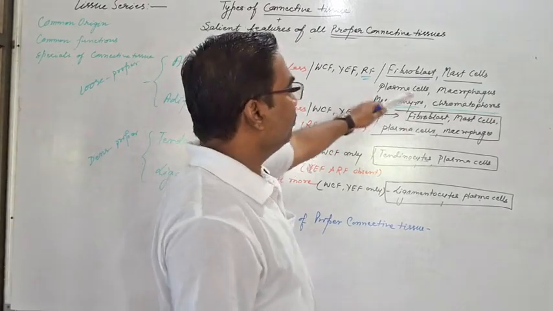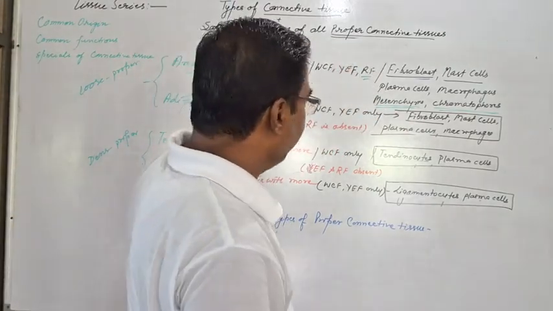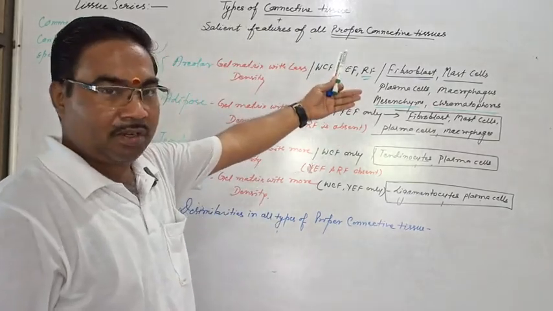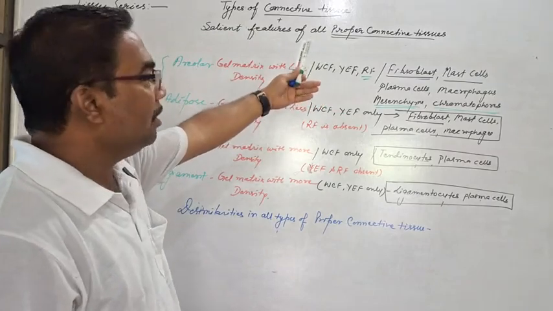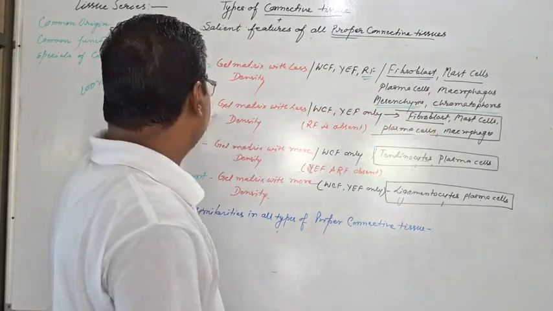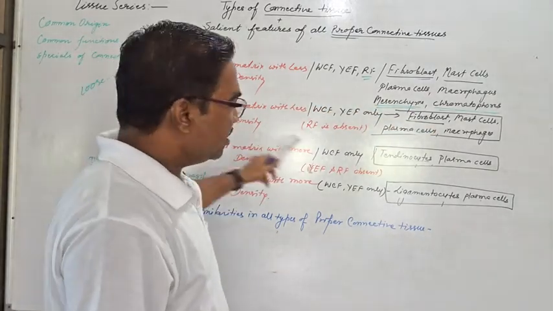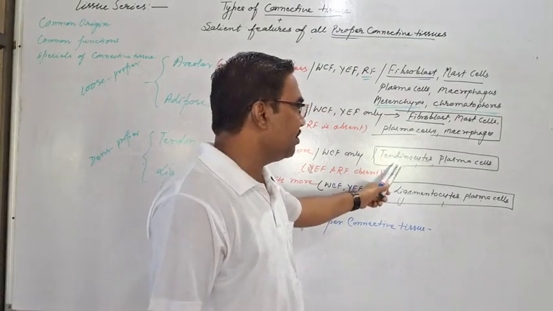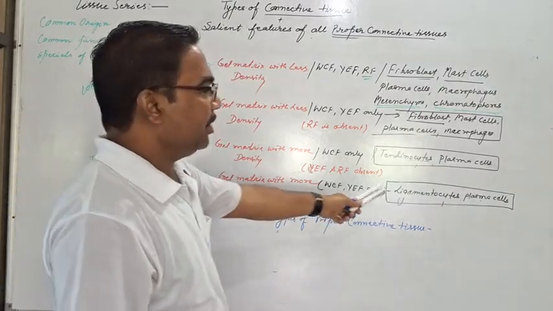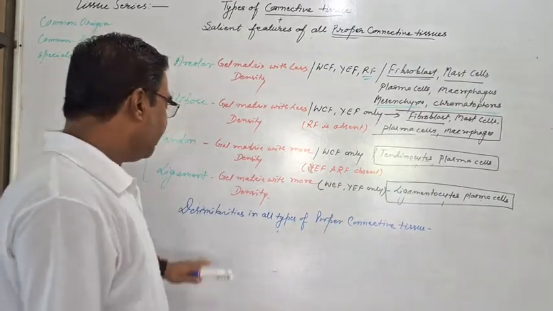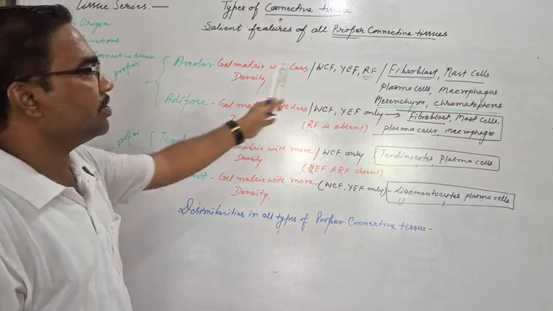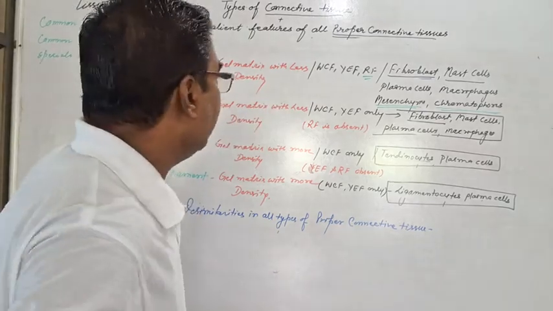Mesenchyme and chromatophores are special in areolar. Adipose has the four general types of areolar, but mesenchyme and chromatophores are absent in adipose. Tendon, especially fibroblasts, that is tendinocytes, and plasma cells. Ligament, ligamentocytes and plasma cells. That means when we are differentiating, we can differentiate on these three points.